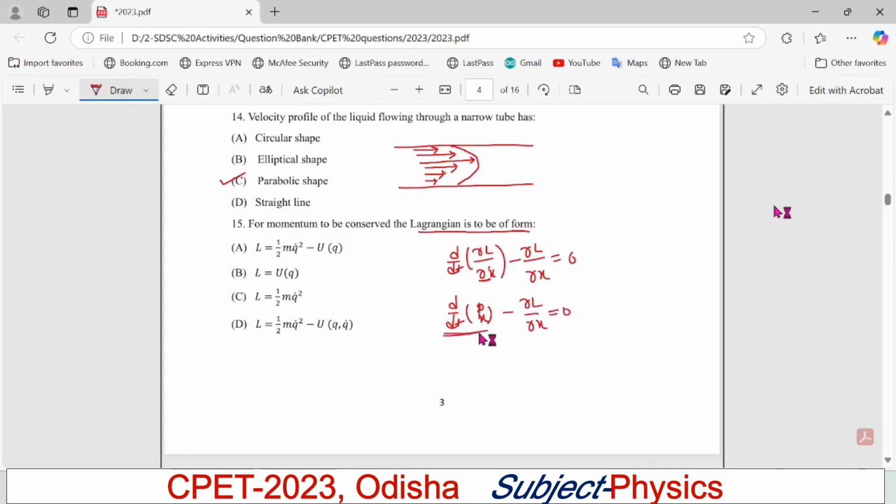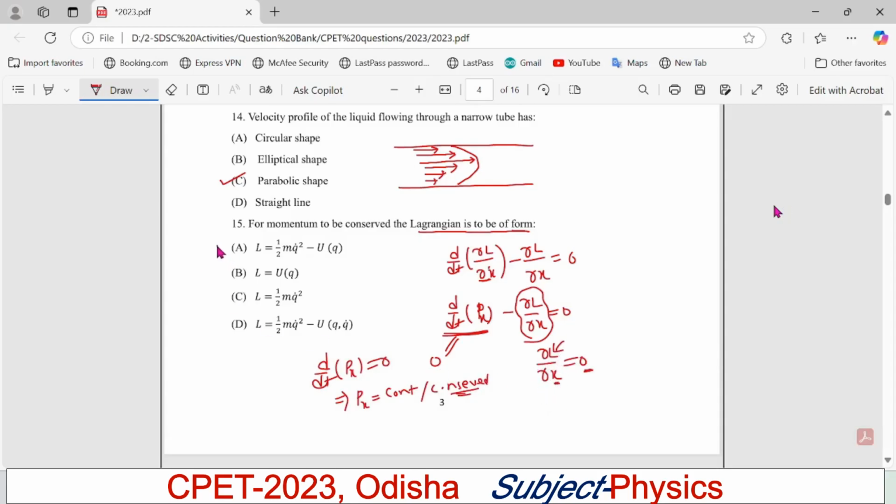So this part will be conserved. That means this part should be 0. How will it be possible? That means this term should be 0. So if del L by del x is 0, then we find d by dt of px will be equal to 0. That implies px will be a constant or conserved. Right. So here the condition should be del L by del x equal to 0. That means your Lagrangian is not to be a function of generalized coordinate.